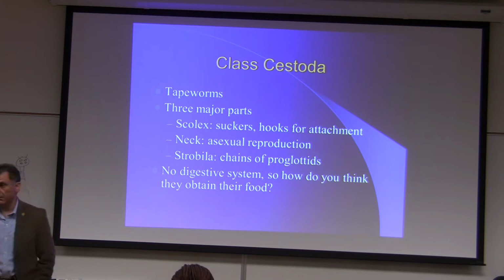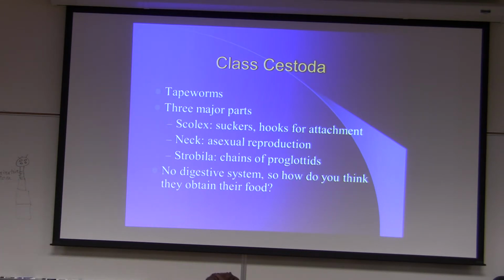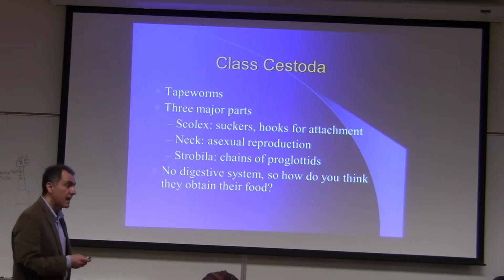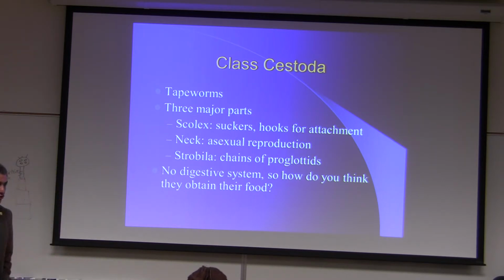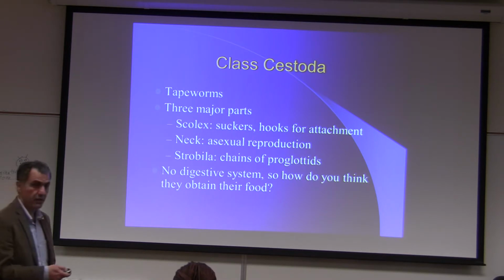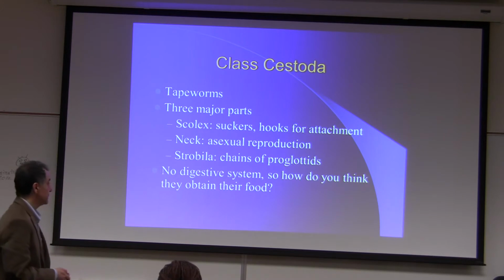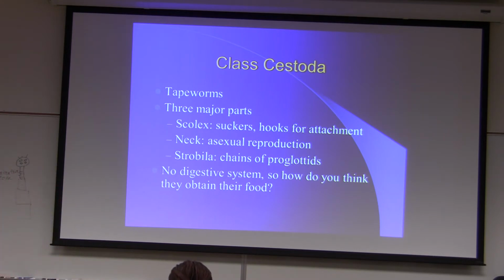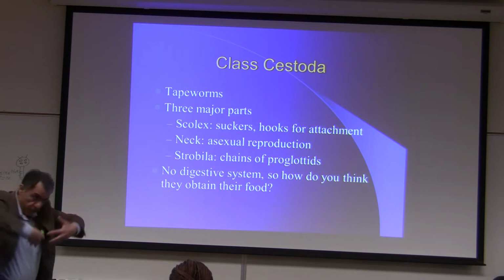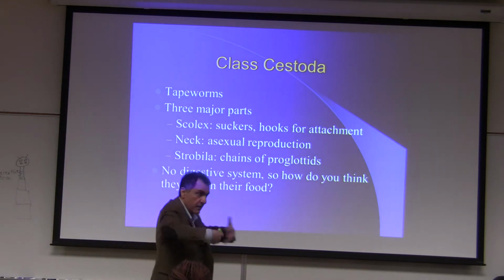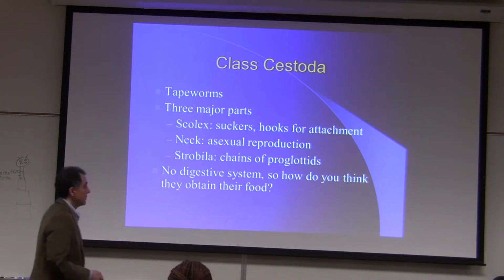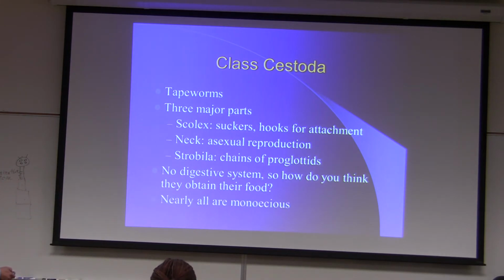No digestive system. Unlike the rest of your Platyhelminthes, they do not have a digestive system. The rest of Platyhelminthes have a digestive system, as you saw with your planaria, you experimented with your planaria, and today you're going to present it. They have a digestive system, but these guys, they don't. So how do you think they obtain their food? Through their tegument. Is that right? Through their tegument. So their food is absorbed through their tegument.